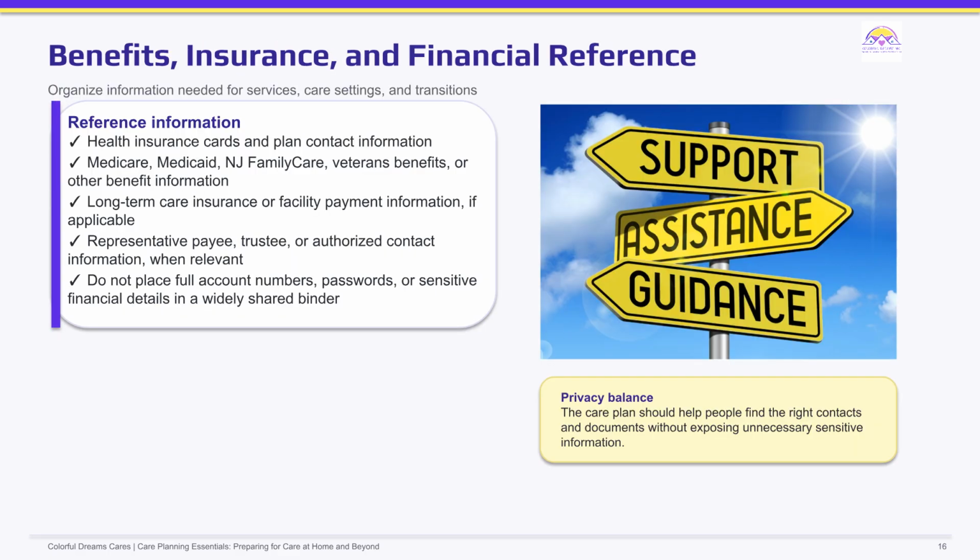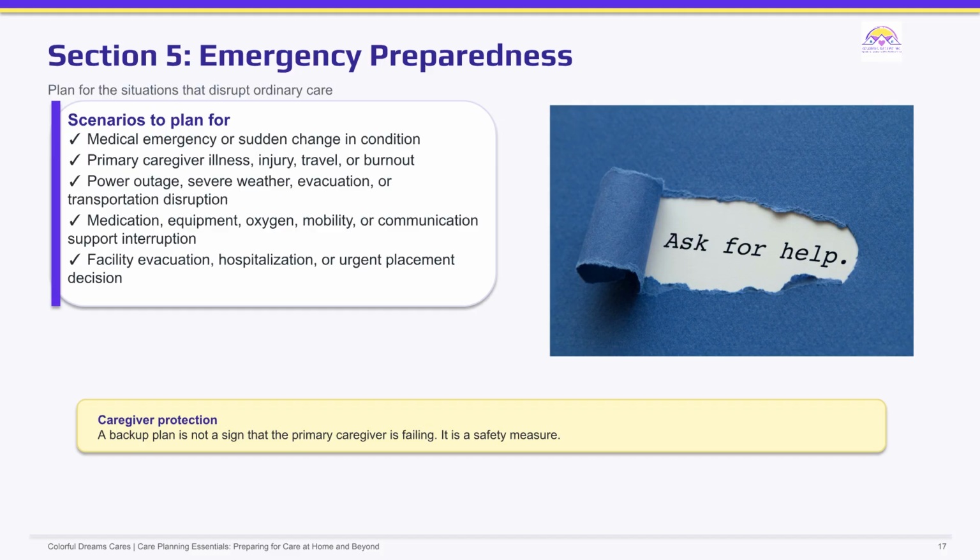Benefits and insurance information are critical, especially during transitions like facility admissions or equipment setup. Document your coverage and key contacts clearly, but practice privacy. You don't need full account numbers in a shared binder, just the reference information necessary to get help when it matters most.